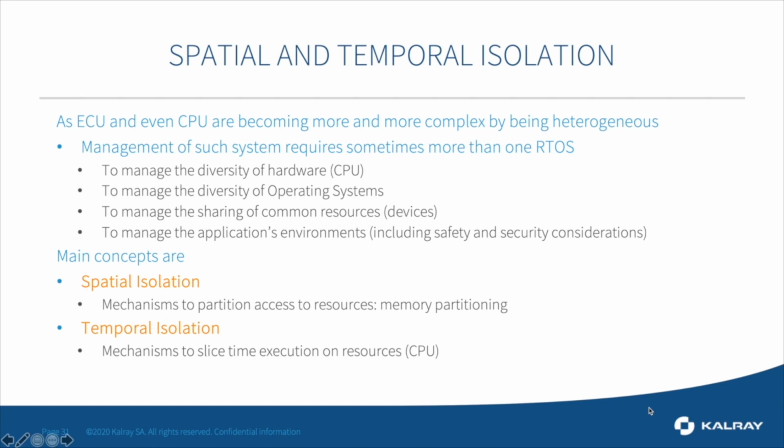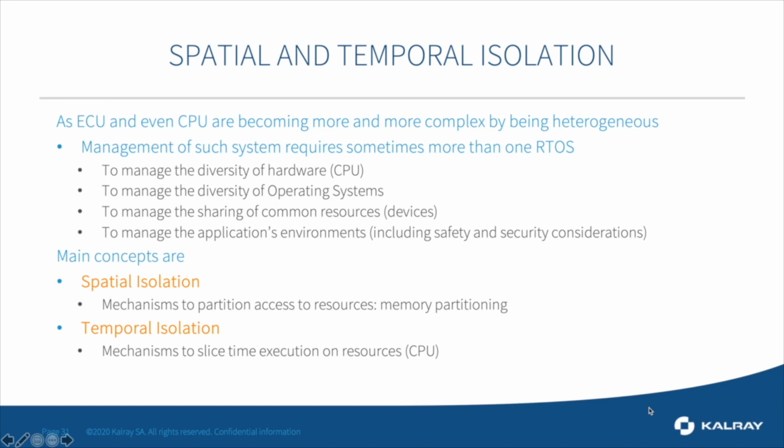When you have a type of resource such as CPUs, you may have different types of CPUs in one ECU. You will have diversity of hardware, potentially diversity of operating system, one operating system per CPU. A lot of devices have to be shared between the applications running on top of that, taking care of safety and security, of course.